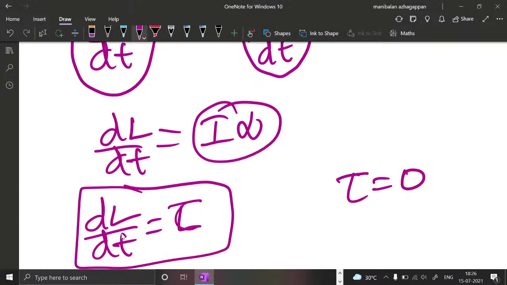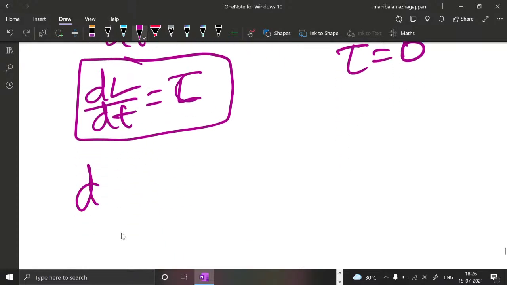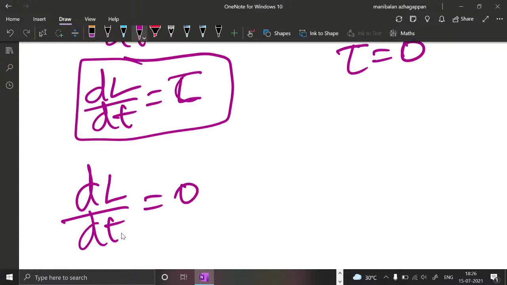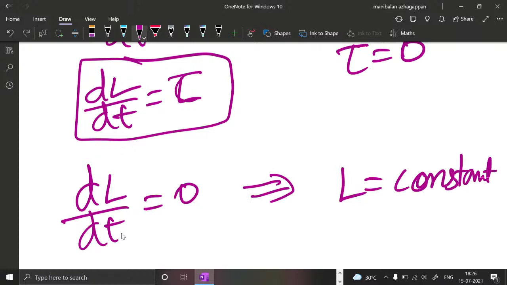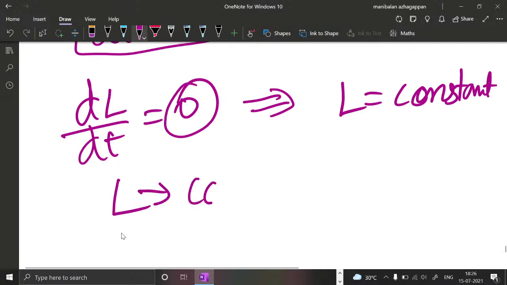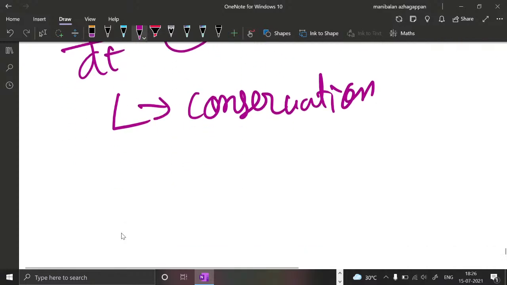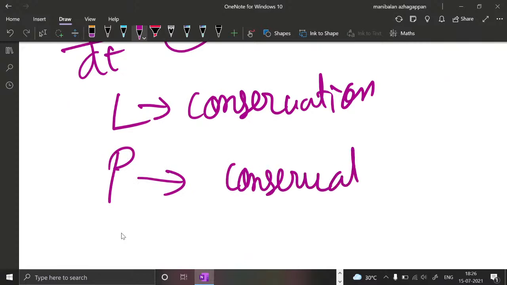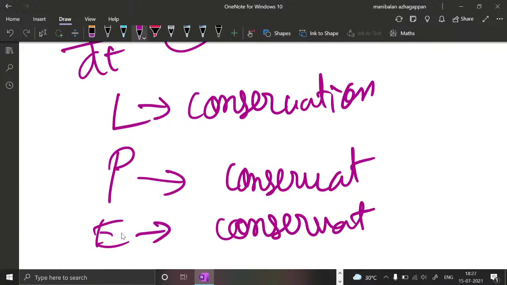Whenever the torque is zero, dL by dt is equal to 0. That means the L value is going to be a constant. Don't say the L value is 0. When you differentiate something and get 0, or integrate 0, it becomes a constant. So angular momentum is conserved. This is the conservation of angular momentum. Not only angular momentum is conserved; we know previously momentum P is conserved, energy is conserved, and mass is constant.